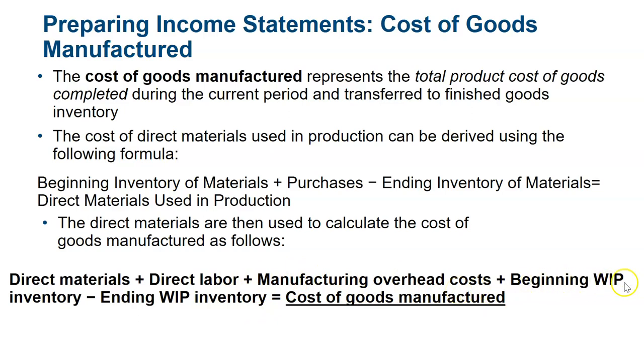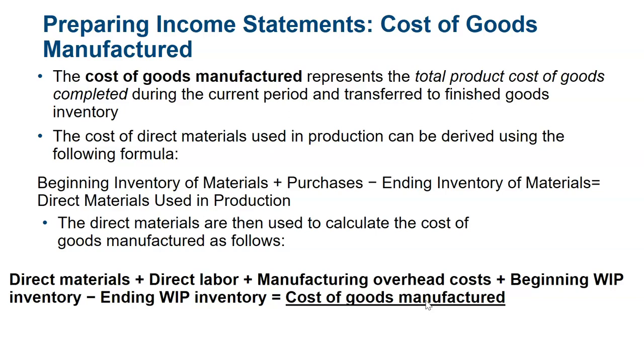Now we're going to take the beginning work in process inventory, the inventory that we had started in a prior period, and we're going to subtract the ending work in process inventory. Again, anything beginning is a plus and anything ending is a minus, and we're honoring that right here. Plus beginning work in process inventory minus ending work in process inventory equals cost of goods manufactured.